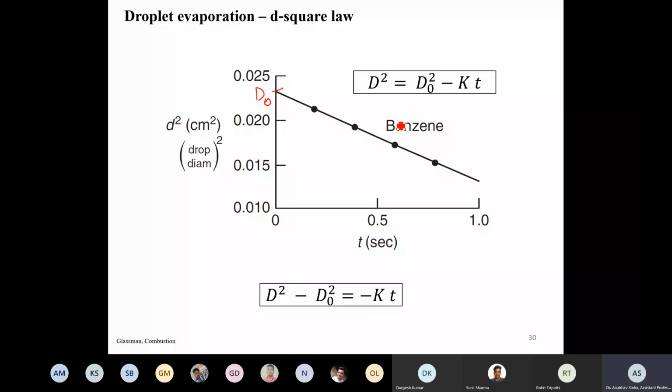Now I want to find diameter at any given time. Let us say I want to find d. So what I can say is d square is equal to d naught square minus kt, where k will be constant for a particular fuel. This is simply the equation of this line.